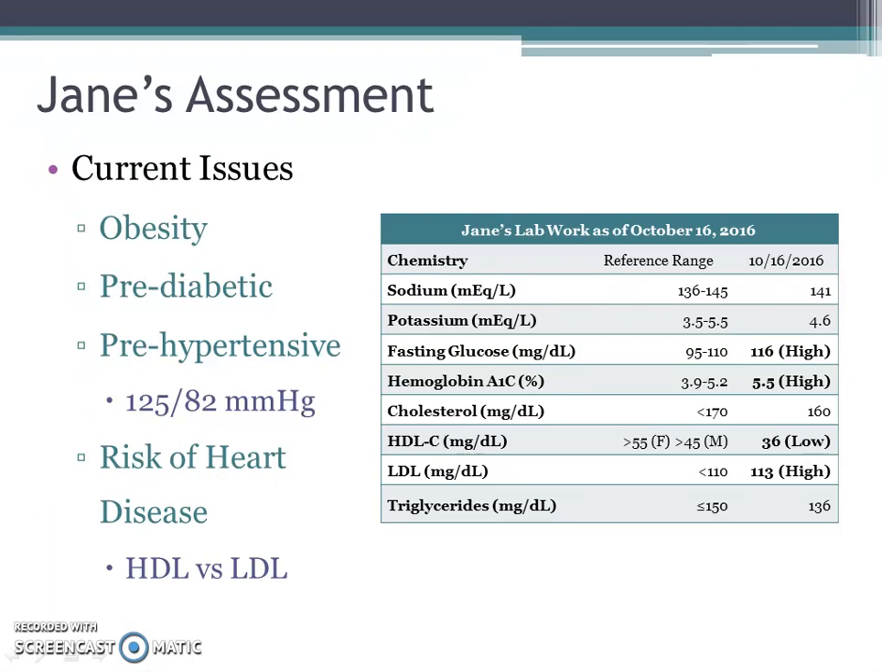The pre-diabetic risk is seen in her elevated levels of glucose and hemoglobin A1C, which is a lab that depicts her average glucose levels over the past 2 to 3 months. Genetics are also not on her side, as her father is a type 2 diabetic.